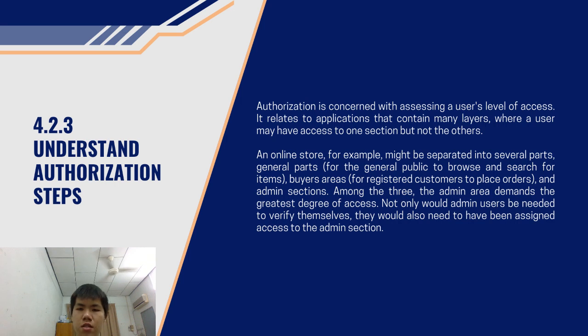Today I'm going to talk about understanding the authorization steps. First, authorization is concerned with assessing a user's level of access. It relates to applications that contain many layers, where a user may have access to one section but not the others. An online store, for example, might be separated into several parts: general parts for the general public to browse and search for items, buyer areas for registered customers to place orders, and admin sections. Among the three, the admin area demands the greatest degree of access. Not only would admin users need to verify themselves, they also need to have been assigned access to the admin section.